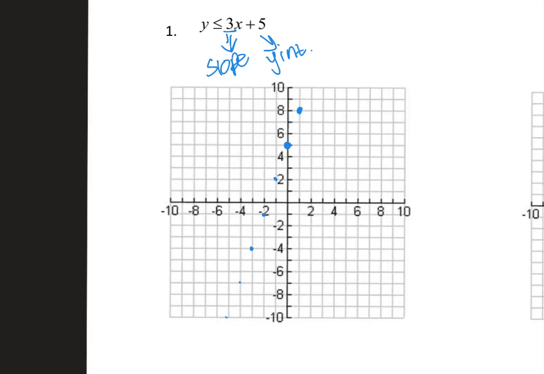Now you need to look at your inequality. Y is less than or equal to. That less than or equal to tells me it's going to be a solid line, so let's go ahead and draw a solid line.